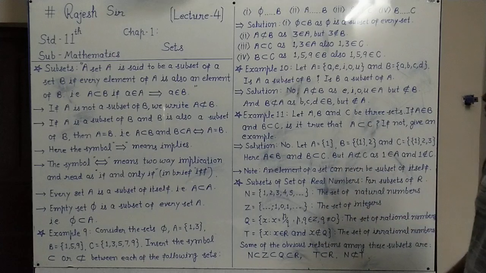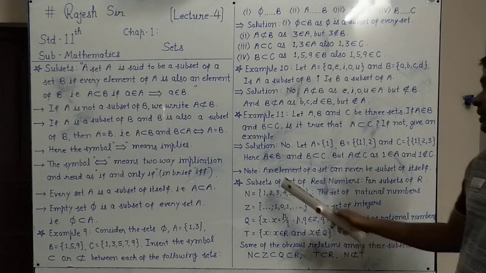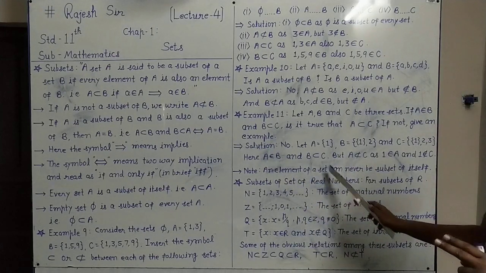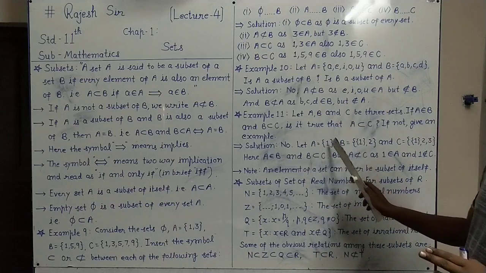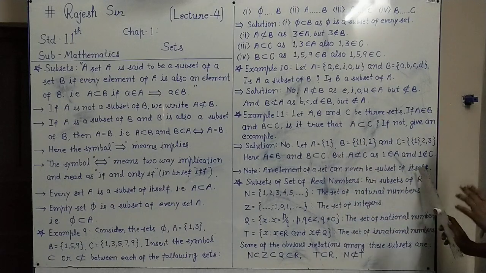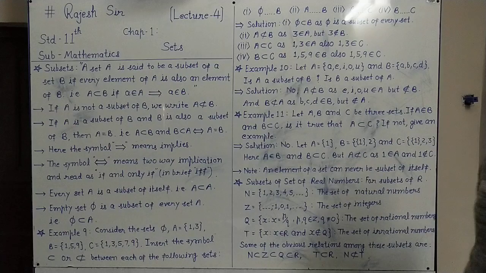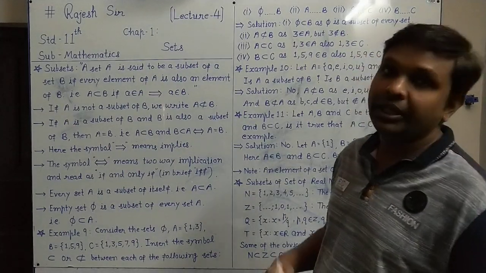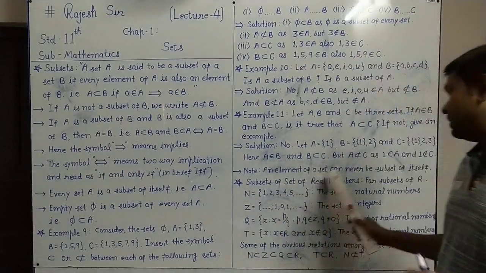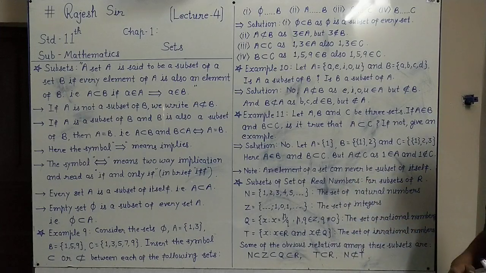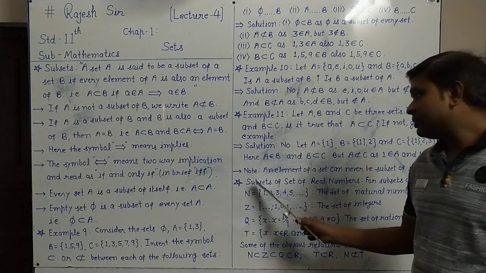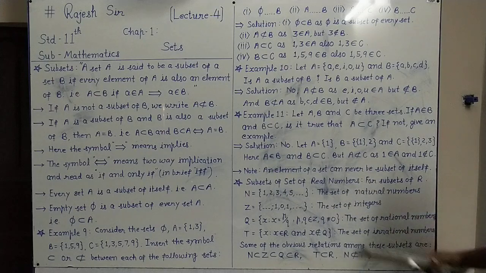So from this example, we can note one thing, that an element of a set like this 1 can never be a subset of any other set or itself. So that is the note we have to note down. Now the next topic is subsets of set of real numbers.